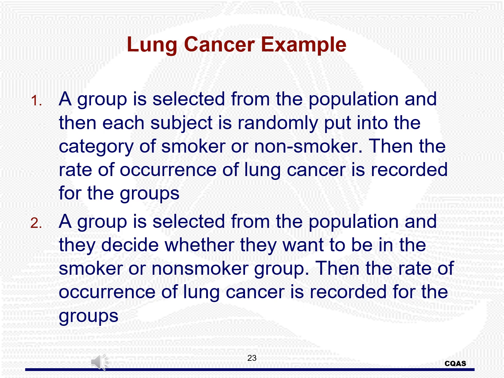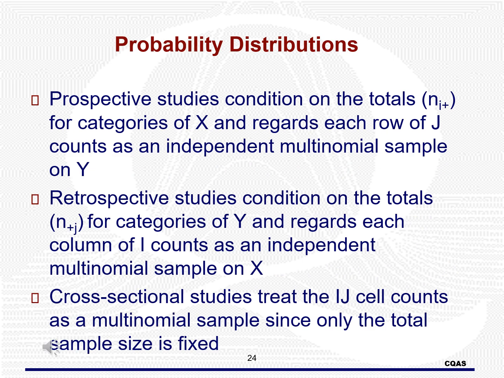Let's take a look at the probability distributions used for these studies. Prospective studies condition on the row totals, so we can consider each an independent multinomial sample. Retrospective studies condition on the column totals, so we consider each an independent multinomial sample. This holds for all retrospective studies beyond the case control studies as we saw earlier. Finally, cross-sectional studies treat the IJ cell counts as a multinomial sample since only the total sample size is fixed.